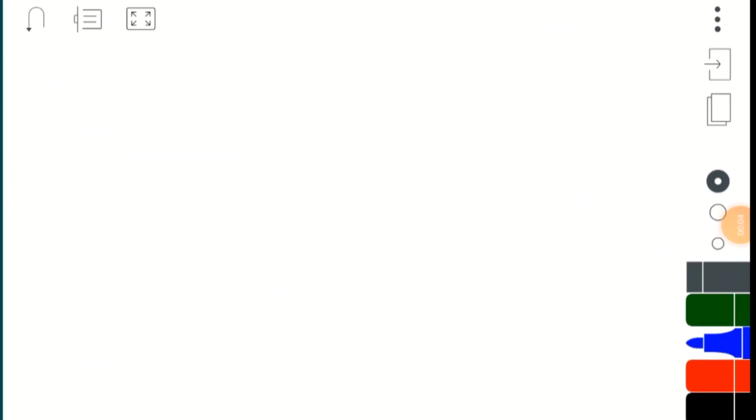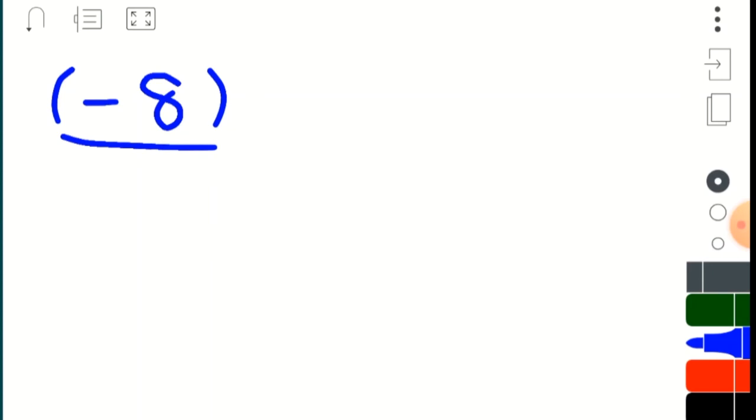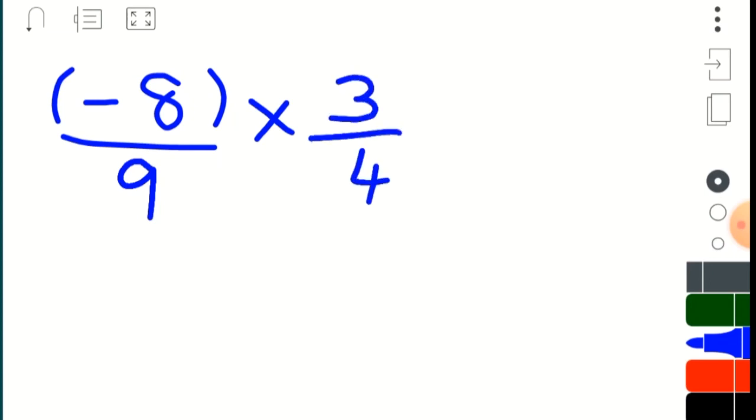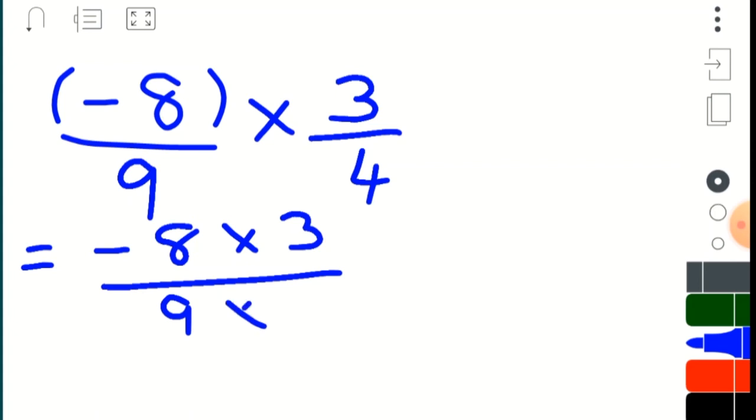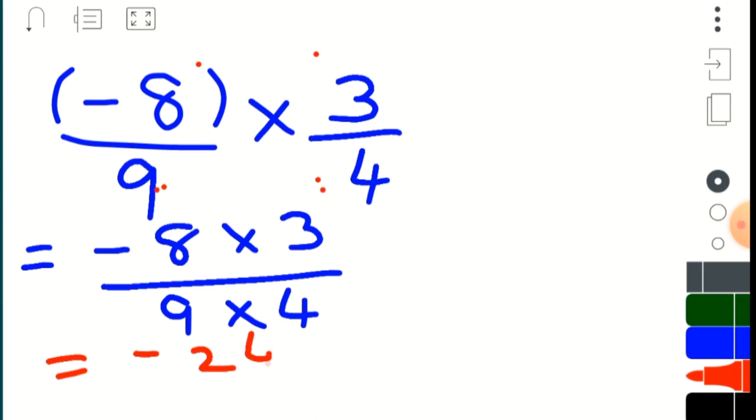Next we will see the multiplication forms. Question is given: minus 8 upon 9 multiplied by 3 upon 4. So this is an easy type. Here you have to do the direct multiplication, that is minus 8 into 3 upon 9 into 4. Here you have to multiply the numerators and denominators as well. So the answer you will get is minus 24 upon 36. This is your final answer, but again you can simplify this.